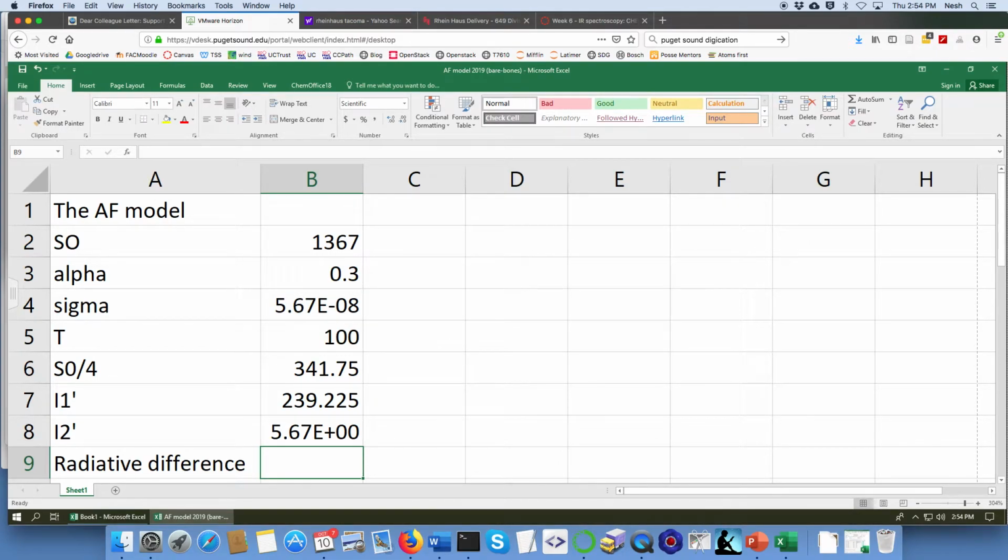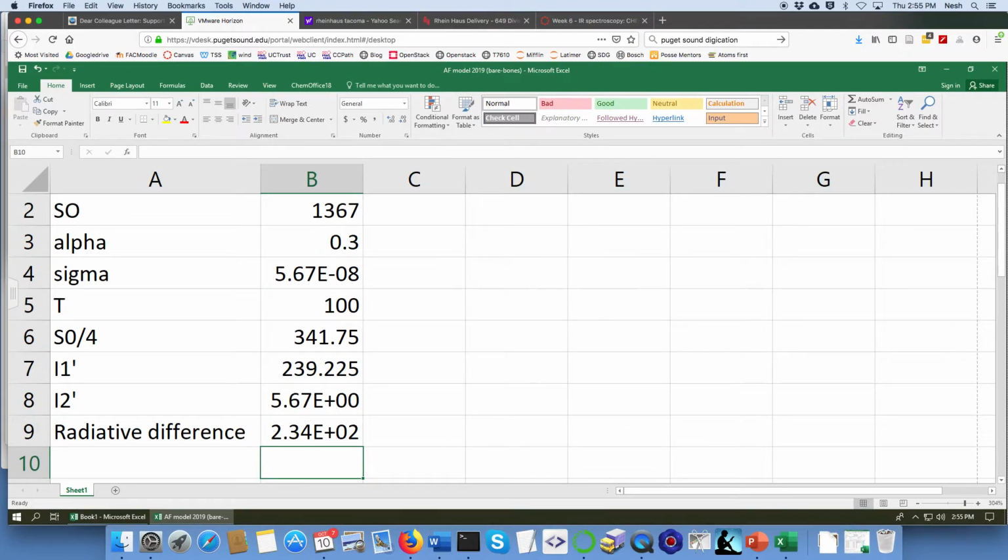Now, what about the radiative difference? Well, it's another expression. I'm going to say it's equal to I1 minus I2. And as you can see, we're not in radiative balance. Because this is positive, I1 is a lot bigger than I2. But that's because our temperature is so low.